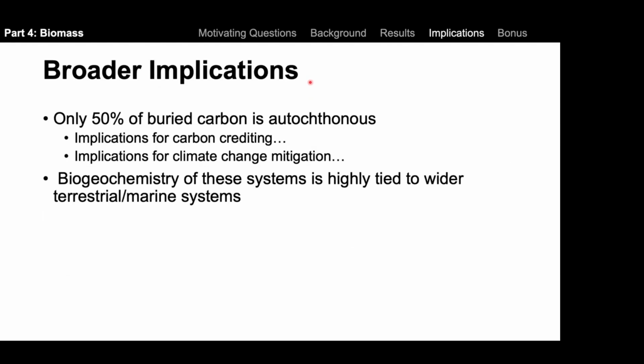And so the implications are kind of important here. If I cared about carbon crediting, which I'm not really an economist, I think you could make an argument that it's kind of important for that.